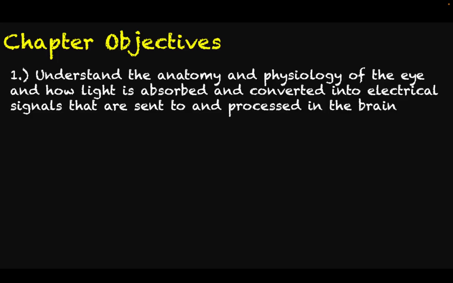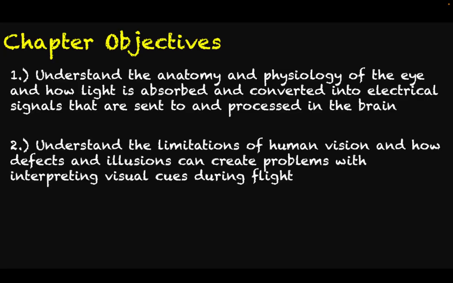understanding the anatomy and physiology of the eye, learning how light is refracted and absorbed in the retina, and how we convert that light into the electrical signals that are sent from the eye through the optic nerve and into the brain, and how we process that incoming visual information to actually produce images that we can see and perceive to make decisions while we are flying the airplane.